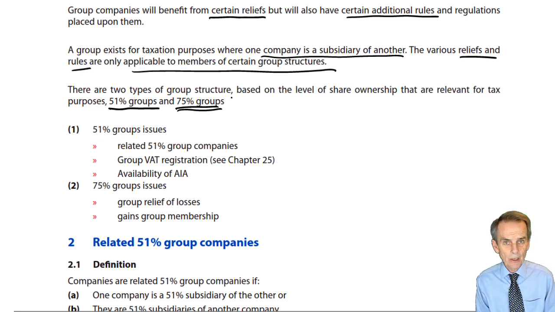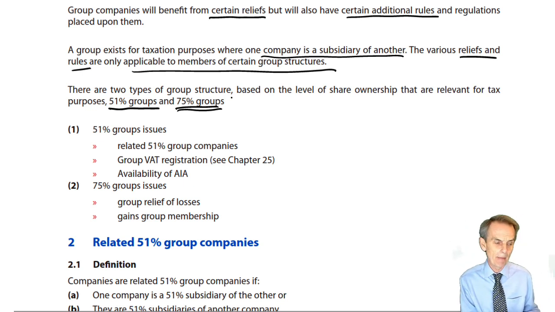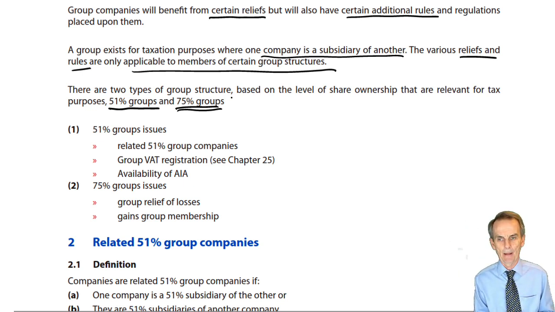What could we do with it within a single company? Well, it was fairly obvious. We could relieve that loss against other profits of the same accounting period. And if we did that, and only if we did that, we could then carry back that loss to a previous period, or indeed periods. It could be carried back a maximum of 12 months there.